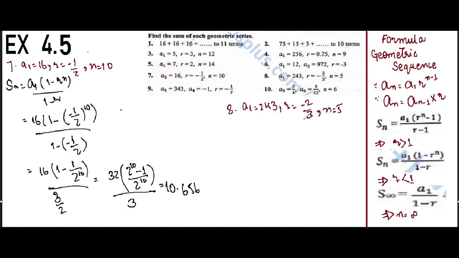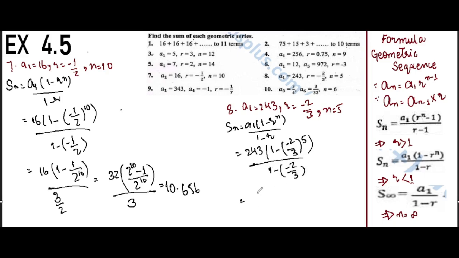Okay, R is less than 1. Again, the same formula. Sn is equal to A1 into 1 minus R raised to the power N, whole divided by 1 minus R. It is equal to 243 into 1 minus minus 2 by 3, whole raised to the power 5, whole divided by 1 minus minus 2 by 3. Let's solve it all on the calculator. And this is equal to 165.